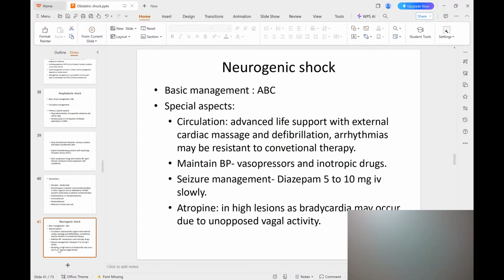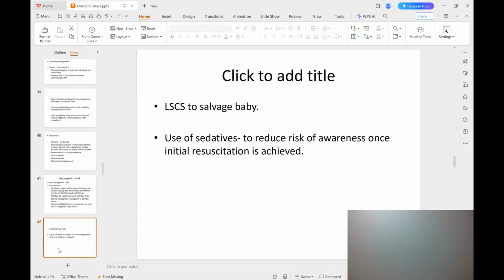For neurogenic shock, basic management is ABC, and a special aspect is for circulation, advanced life support with external cardiac massage and defibrillation, and the arrhythmias may be resistant to conventional therapy. We need to maintain blood pressure with vasopressor and inotropic drug. In case of seizure, diazepam can be given, and in bradycardia, atropine is required. LSCS might be required to salvage the baby and to reduce the risk of awareness. Sometimes sedatives can be given.